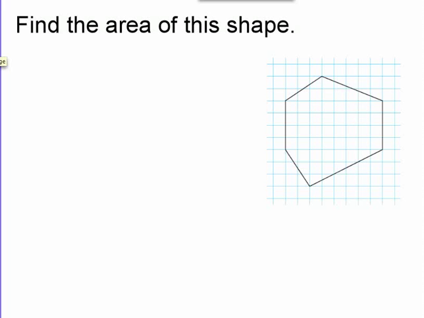It says find the area of this shape. Well, this isn't a rectangle, so the question is, how do we do this? In order to figure it out, I'm going to break this into rectangles. I'm going to start with my first one. If I break that into a rectangle, notice I have 4, and I have by how many? 8. So 4 times 8 is 32.